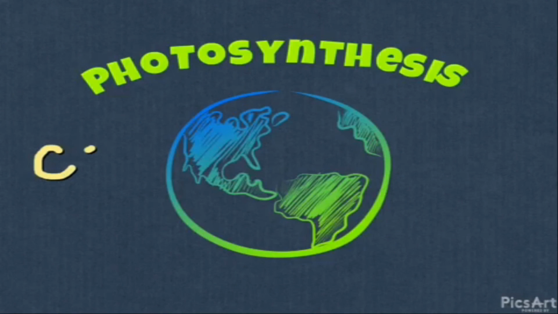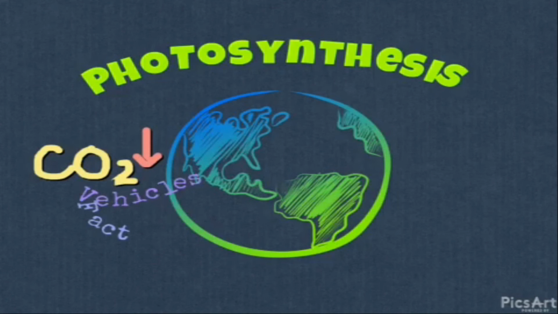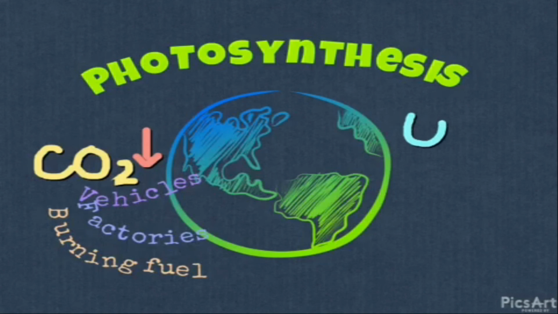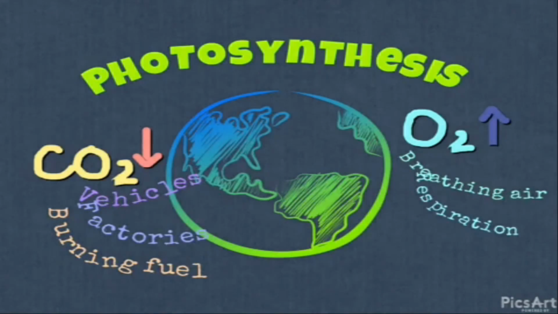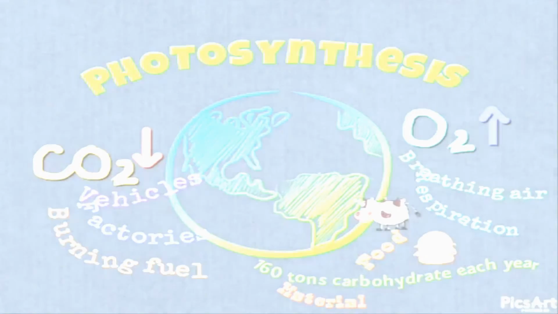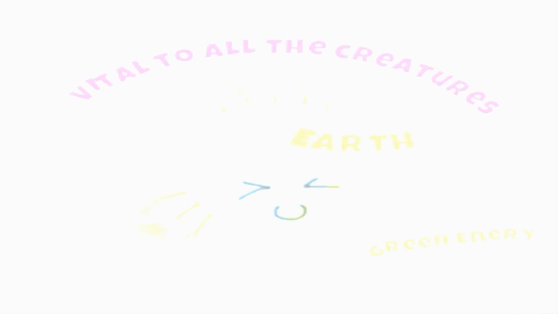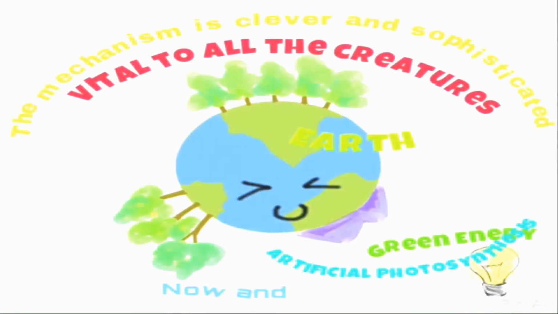Without this process, oxygen would have run out. It also produces carbohydrate, which is food and materials for humans and animals. The mechanism is incredible, and people learn from it to create green electricity and machines now and in the near future.